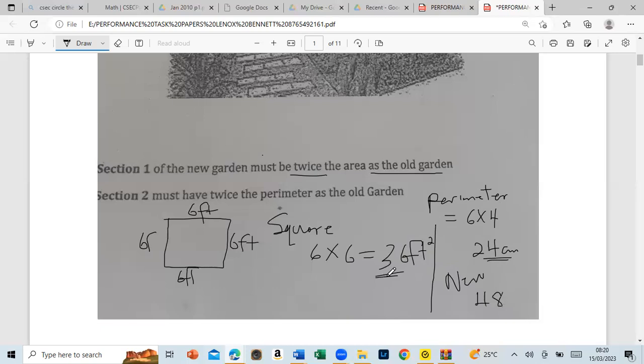And the area for the new one should be 72, since they said twice also. So you double 36, and you get 72 square feet.